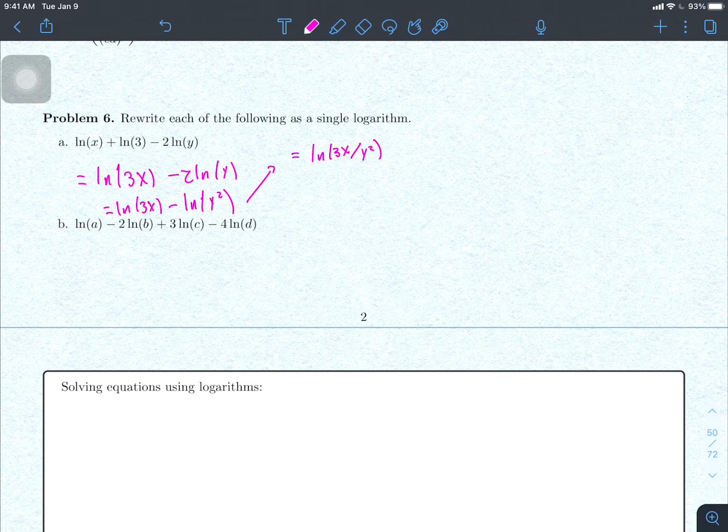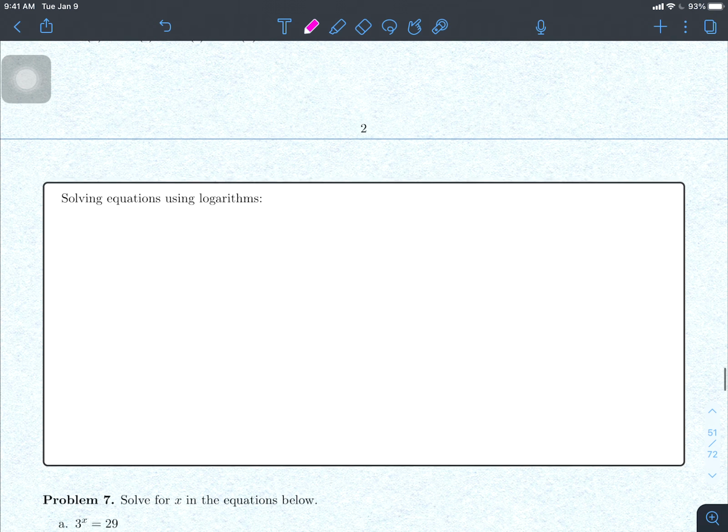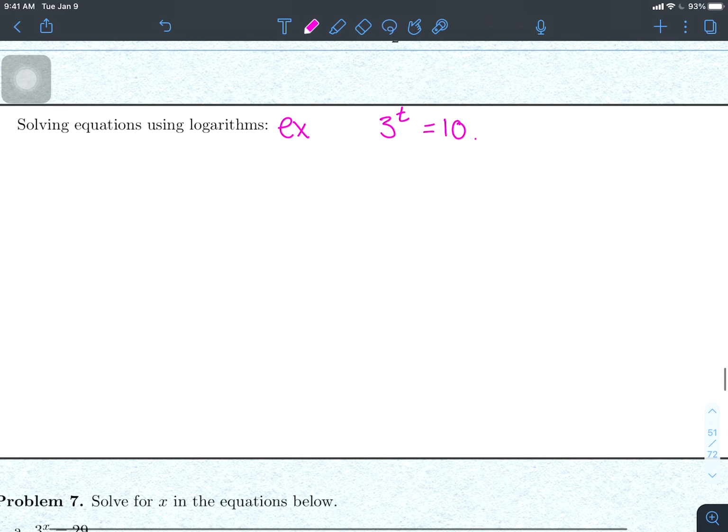So let's actually see why this logarithm stuff is useful. I promised that it would be useful for solving equations where our unknown quantity is in the exponent. Say we have some equation like 3 to the power t is equal to 10. Our goal is to find t.